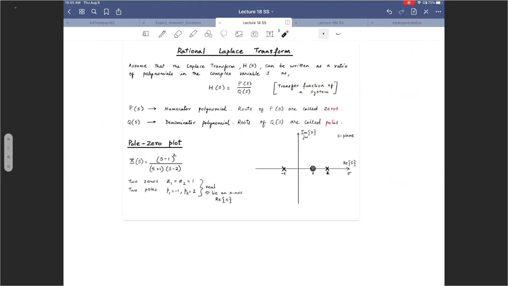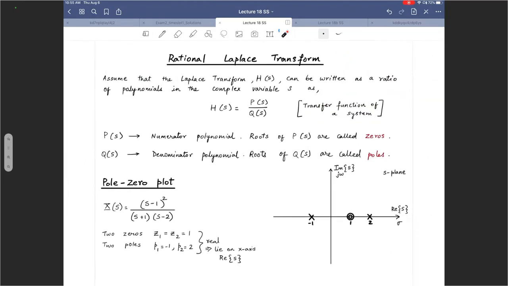Zeros don't affect that much, but the location of the poles actually determines everything about system stability. So the two poles over here are at -1. Let me highlight them in colors. -1 is that guy, and at 2 is that guy. So they are also real poles. However, one is on the left side and one is on the right side.